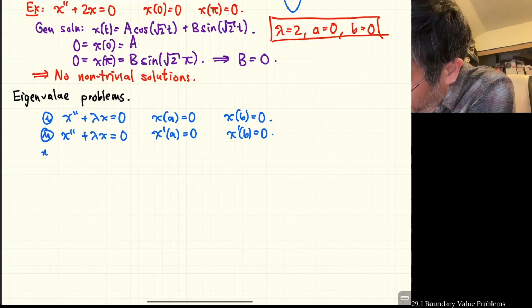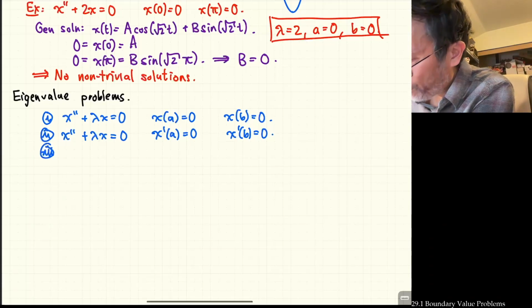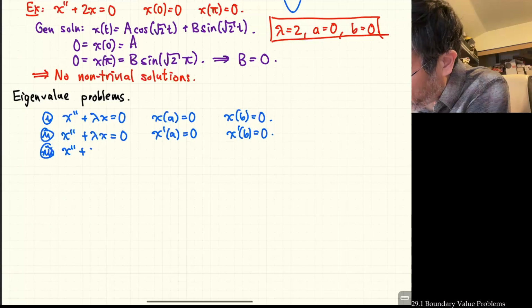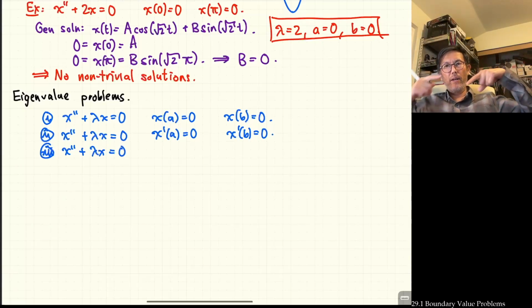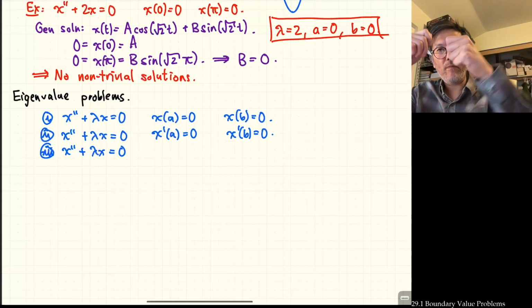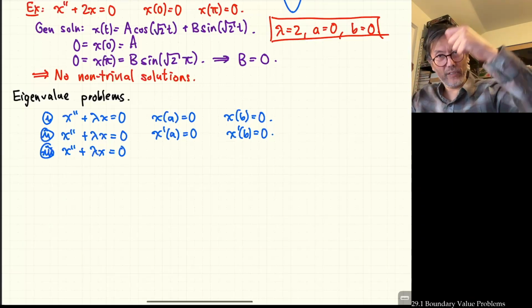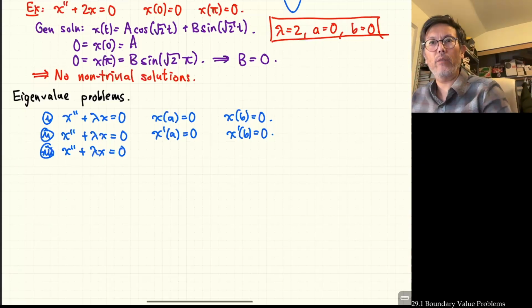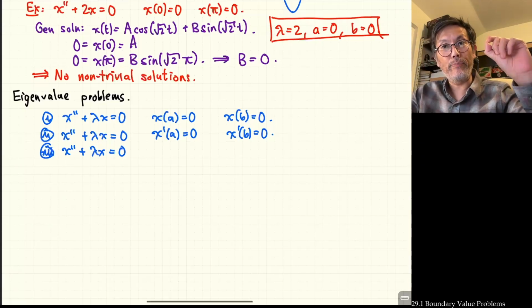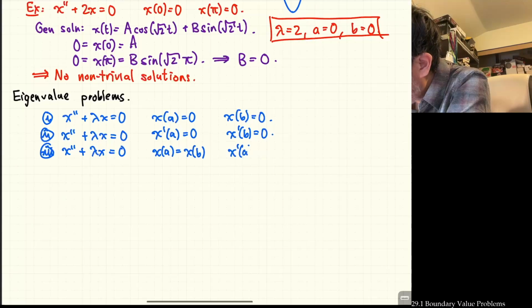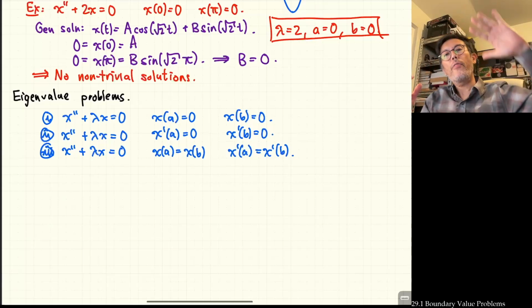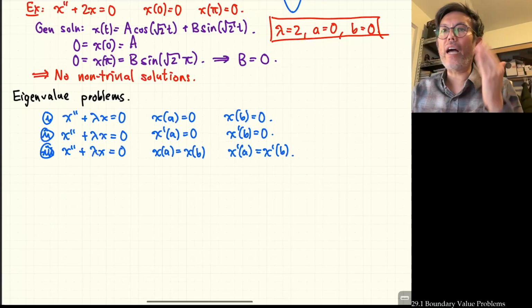And the third type will be x double prime plus lambda x equals 0. And then instead of specifying that either x or its derivative is 0 at a particular point, we're going to say that x of a and x of b should be the same. We're going to think of that as being one boundary condition. And a second boundary condition would be that its derivatives at a and b are the same. These are 3 different types of what are called eigenvalue problems.